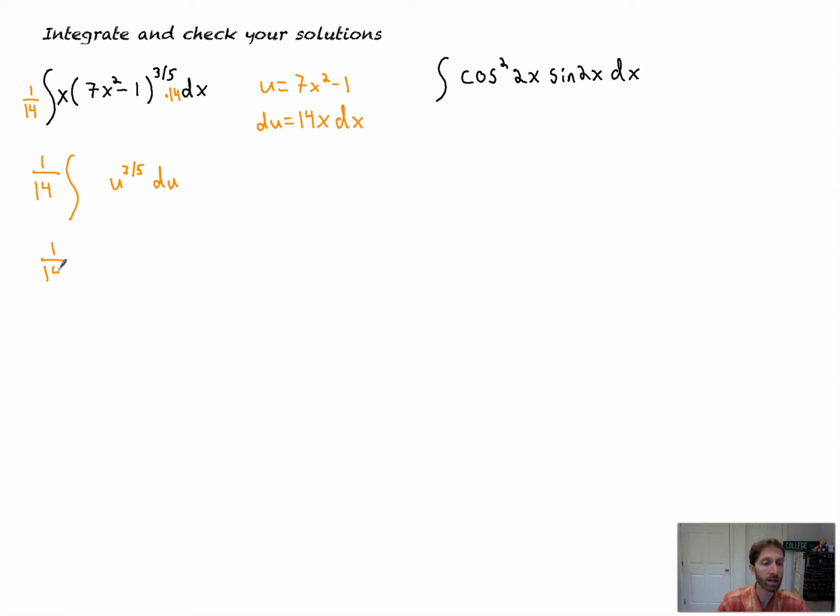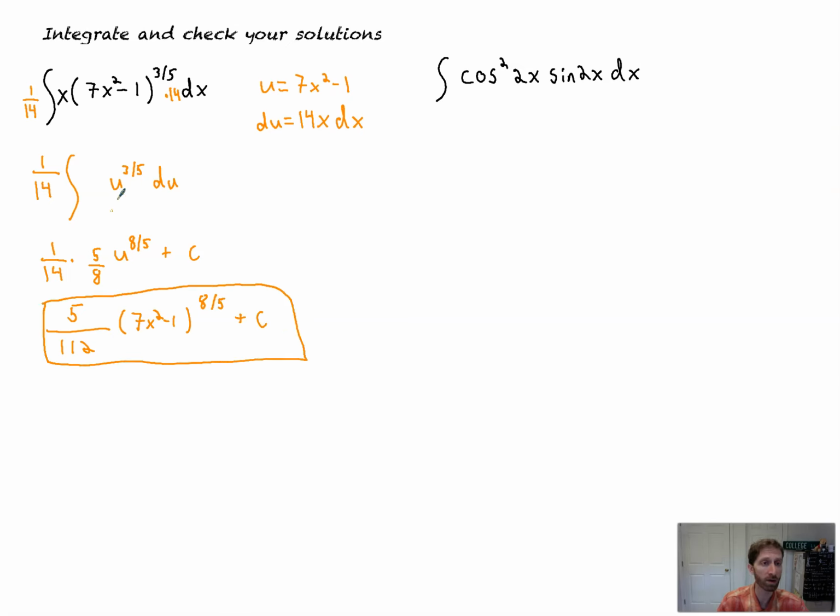So I've got 1/14 times u to the 3/5, you add 1 to that, u to the 8/5. And then that's going to be times 5/8, or divided by 8/5, plus c. And then when we simplify that down, it's not going to be pretty. You'll get 5 over, let's see, 80 and 32, 112 is what that ends up being. Yeah, that's nice. And then we're going to resubstitute back in for u in terms of x. That's 7x squared minus 1 to the 8/5 plus c. And if you don't believe me, take the derivative of your answer and you'll get back to that.